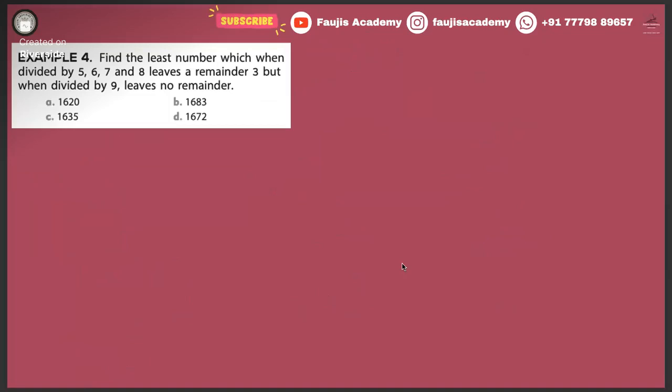Find the least number which when divided by 5, 6, 7, 8 leaves a remainder 3, but when divided by 9 leaves no remainder. Mathematics is just like your reasoning only. This is an easy one. This is the same question. It leaves the same remainder, but they have just made it a little bit complicated. I want you guys to think outside the box.